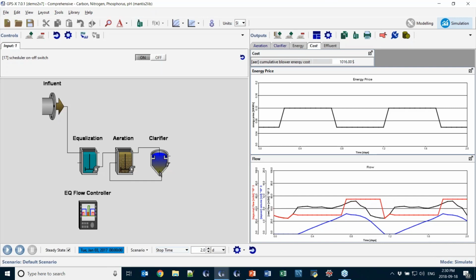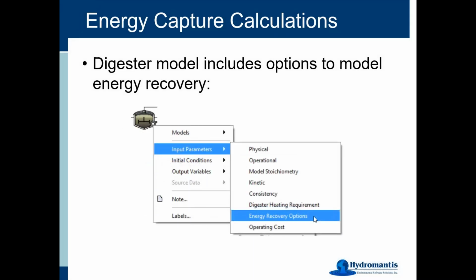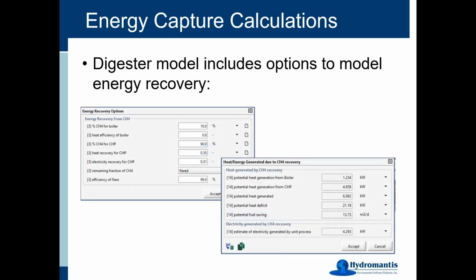Okay, so back to the slides to cover off a couple of things. I wanted to talk about energy recovery. In this case, the place that you're going to find all the energy recovery options is in the digester. Here we have a supplemental model that fits onto our existing biological model that predicts our gas production. If you right-click on the digester, go to Input Parameters, go to Energy Recovery Options, you'll find the input menu here that shows you the details of what you can put for your energy recovery technology.